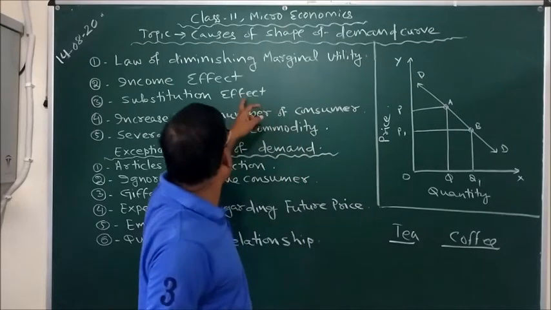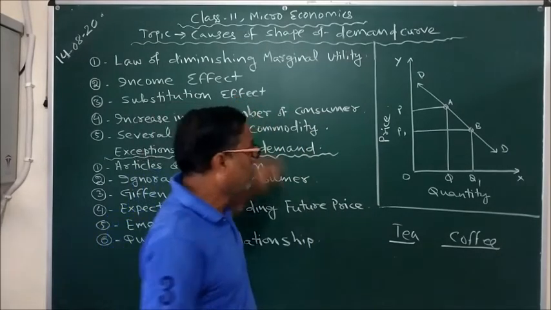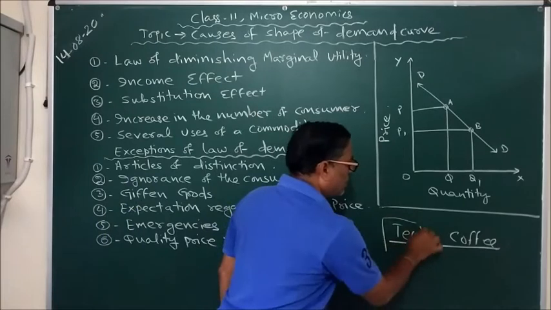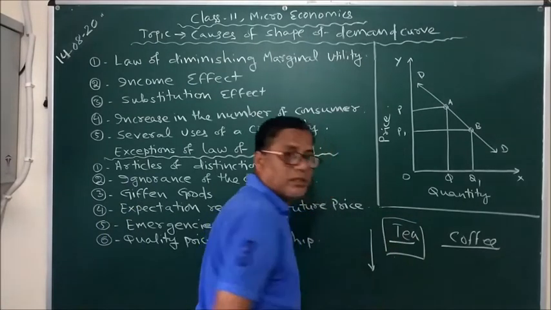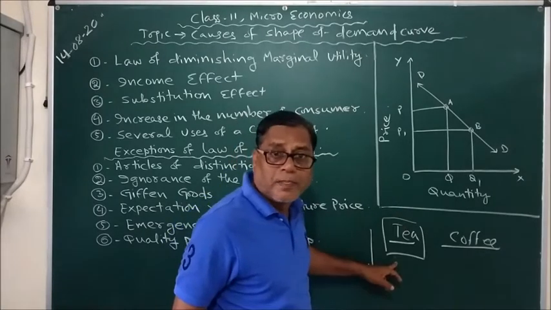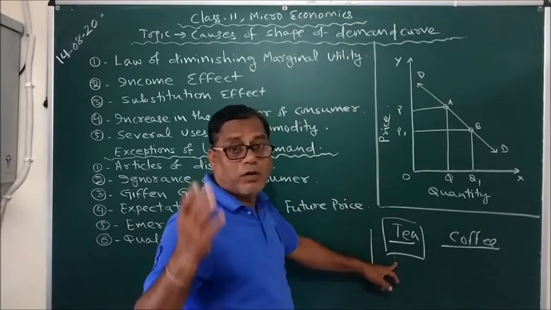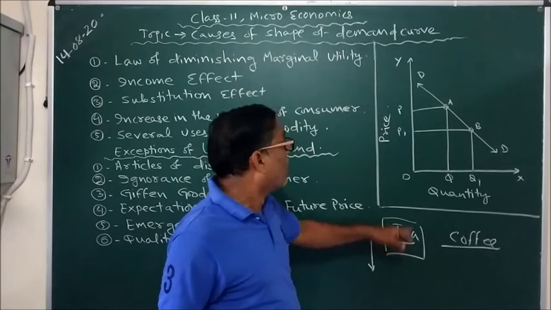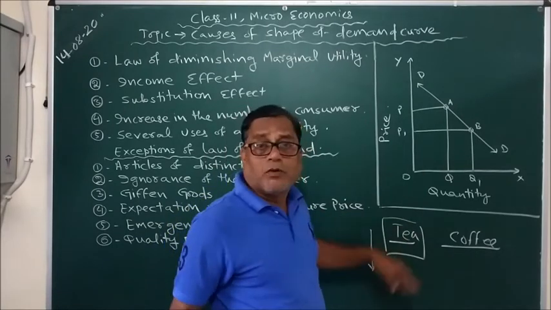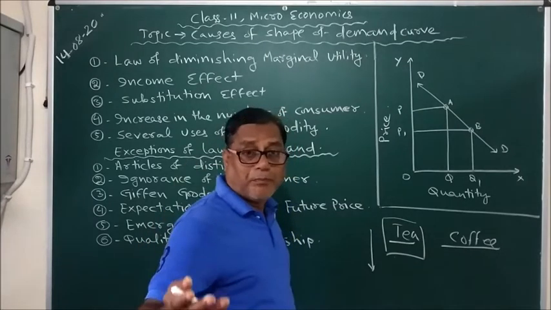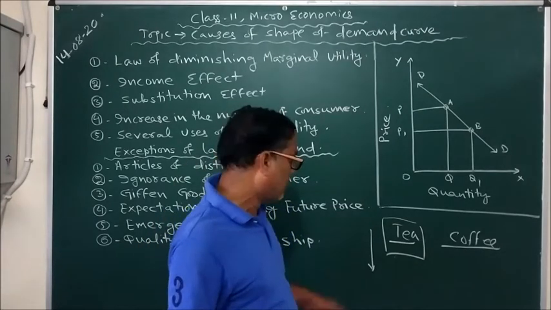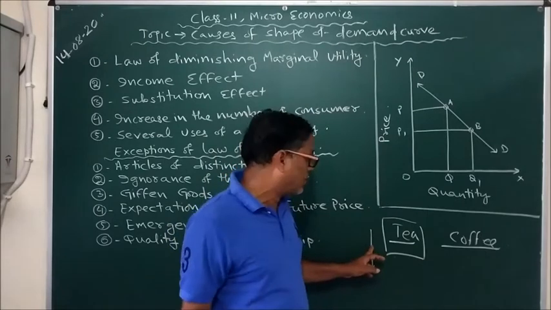So just try to understand what is substitution effect. Suppose the price of tea falls, and we are trying to understand why, when the price of tea falls, the consumer buys more of it, or why the demand rises.